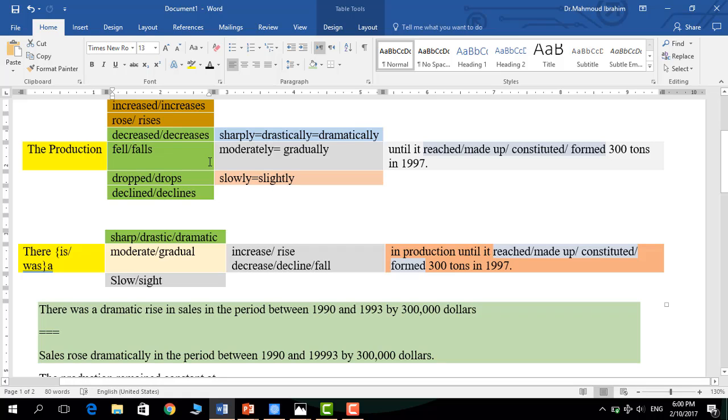What if it moves down? What if the trend is moving down? Then it is decreased or decreases, fell or falls, dropped or drops, declined or declines. Okay, these are the verbs you can use. And then an adverb, sharply, drastically, dramatically. If it's very fast. If it's moderate, then you use moderately or gradually. If it's very slow, you say slowly or slightly. And then again, do not forget values and time: until it reached or made up or constituted or formed 300 tons in 1997. Okay, again, do not forget time, value, and unit.